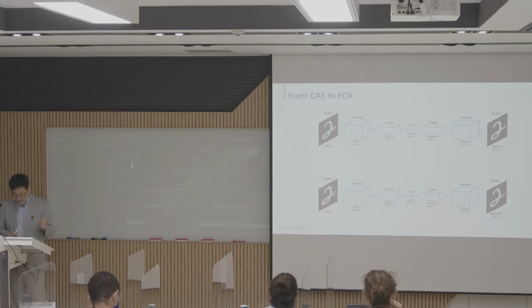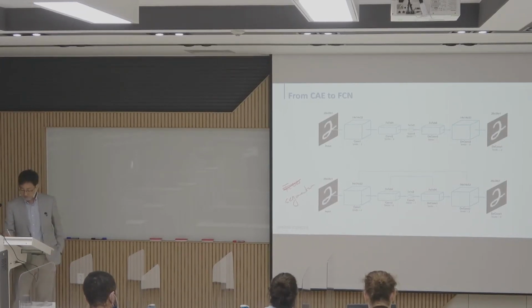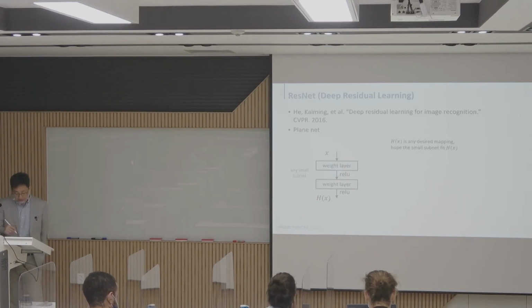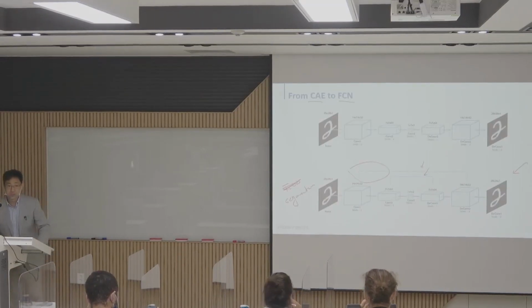This is FCN, for the segmentation. In order to memorize or get some location information from these upstream layers. So from CAE to FCN, we can do the segmentation task. And this is a detailed explanation of what skip connections are. The origin of the skip connection is that it was developed for ResNet, right? Residual learning, but we can use that for the segmentation task as well.